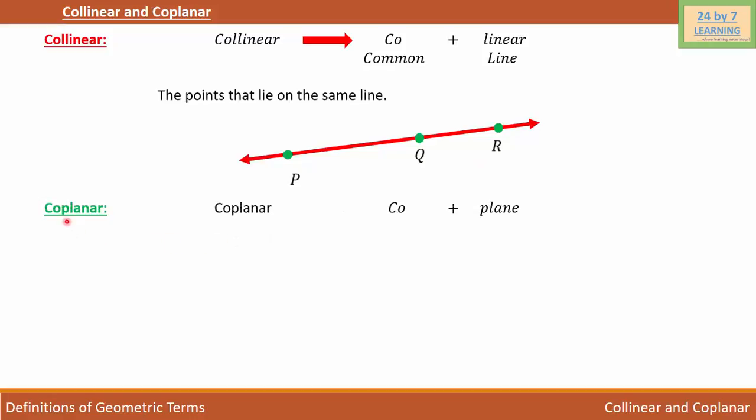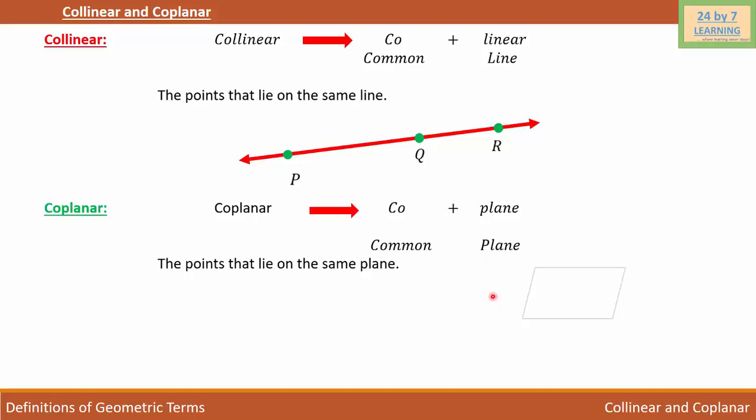Now our next definition is coplanar, and coplanar is basically co plus plane, where we know that co means common and plane means plane. So basically we need to have a common plane for all the points. If we define it, we write: the points that lie on the same plane. In other words, if we have 2 or more points that lie on the same plane, then that plane is known as coplanar for those given points. Now, in order to explain coplanar, I'm going to consider a plane. So here is my plane.